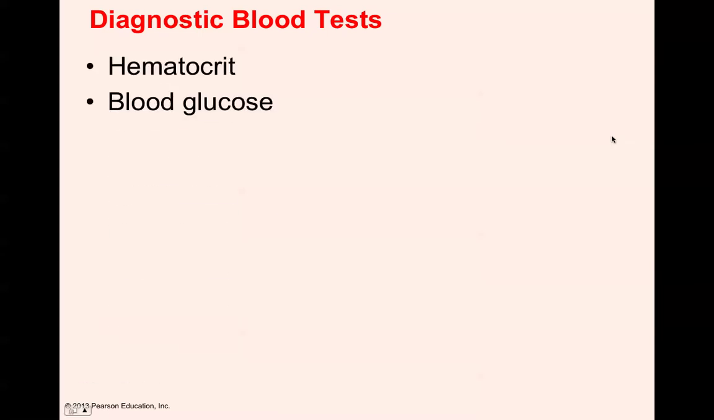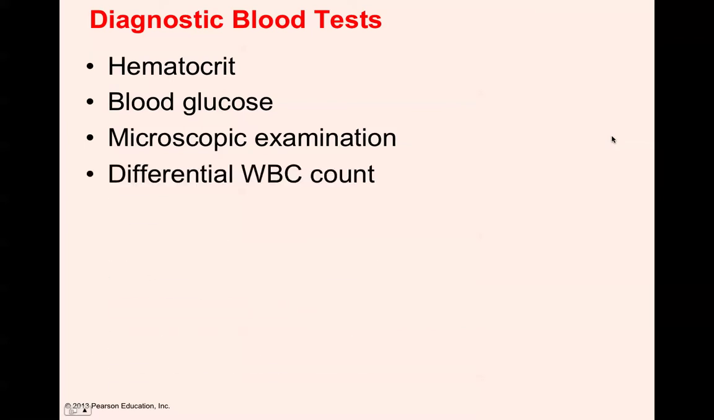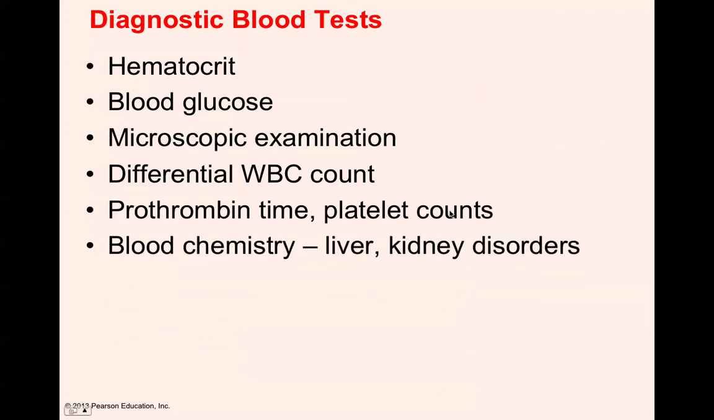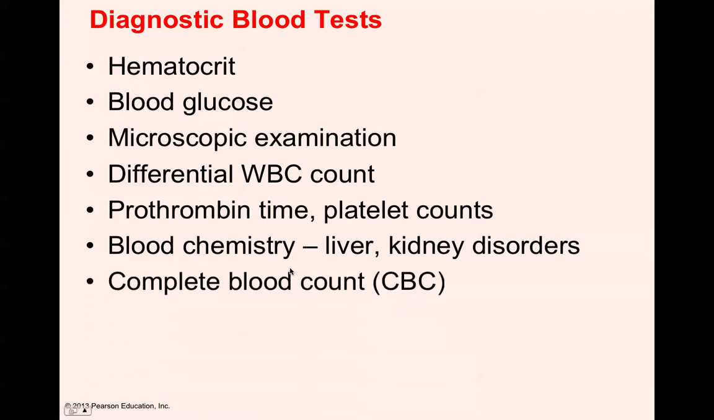Diagnostic blood tests, you may have heard of these before. Hematocrit, blood glucose, microscopic examination, differential white blood count, which I talked about before. The different kinds of white blood cells are counted. They also would want to see prothrombin time and platelet counts if someone's potentially having a bleeding problem. And it also can figure out the functioning of your liver and your kidneys by doing the blood chemistry. It can indicate liver or kidney disorders. Complete blood count is abbreviated CBC.